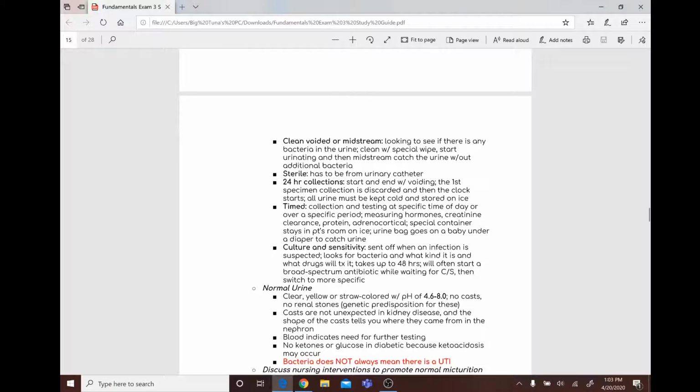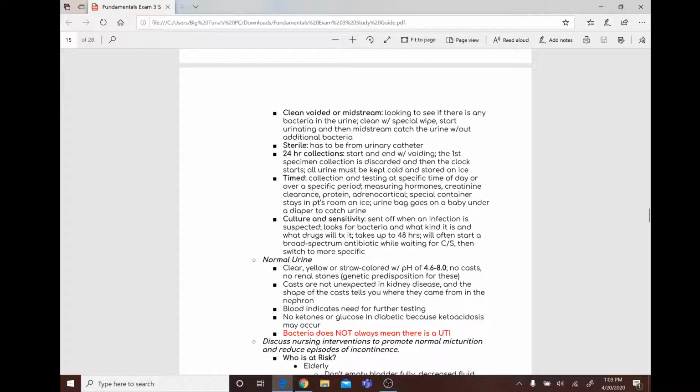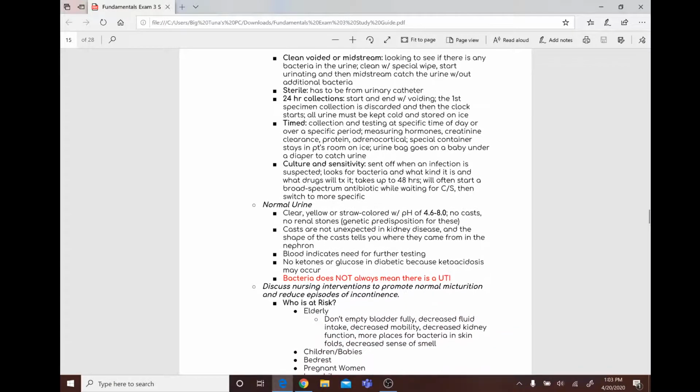What is culture and sensitivity? Sent off when infection is suspected, looks at for bacteria and what kind it is and what drugs to treat it. Just 48 hours, will often start a broad spectrum antibiotic while waiting for culture and sensitivity and switch to more specific. Tell me about normal urine characteristics.